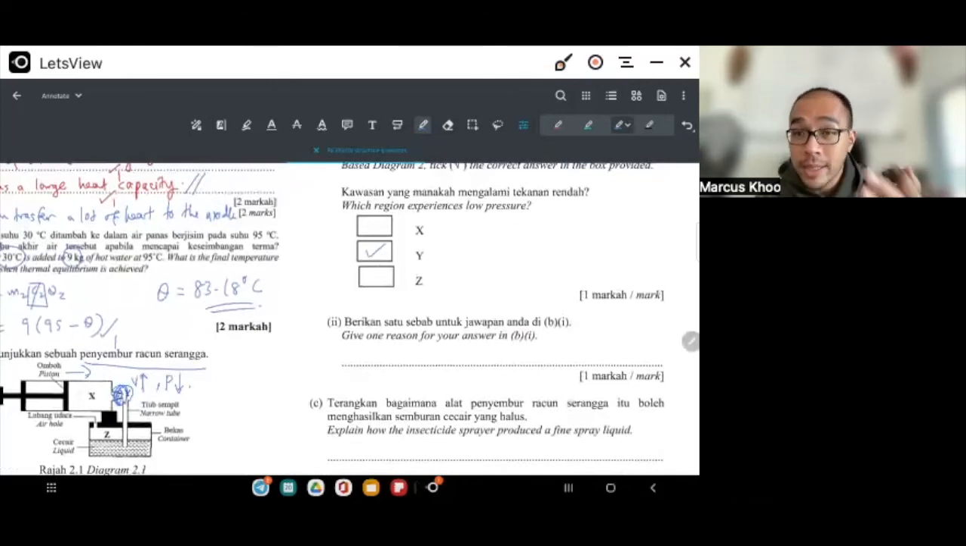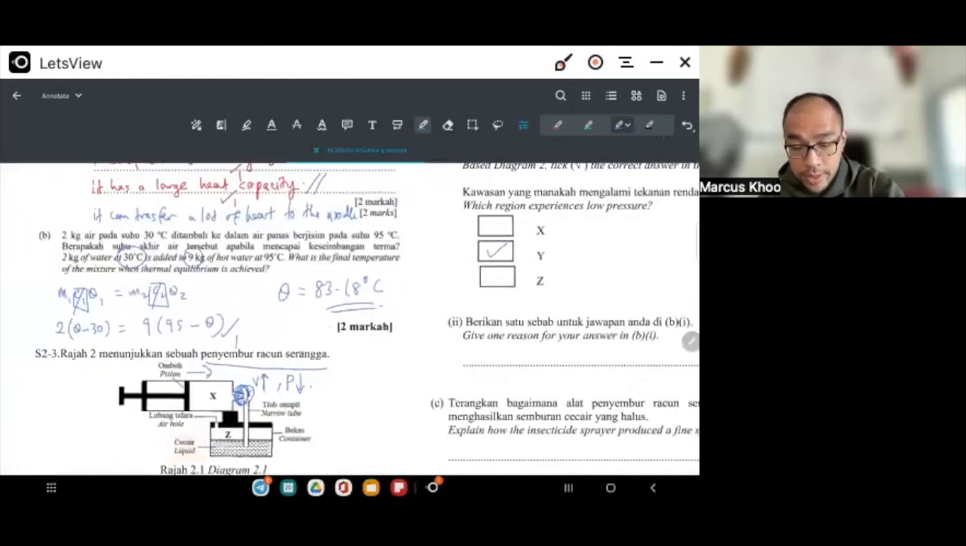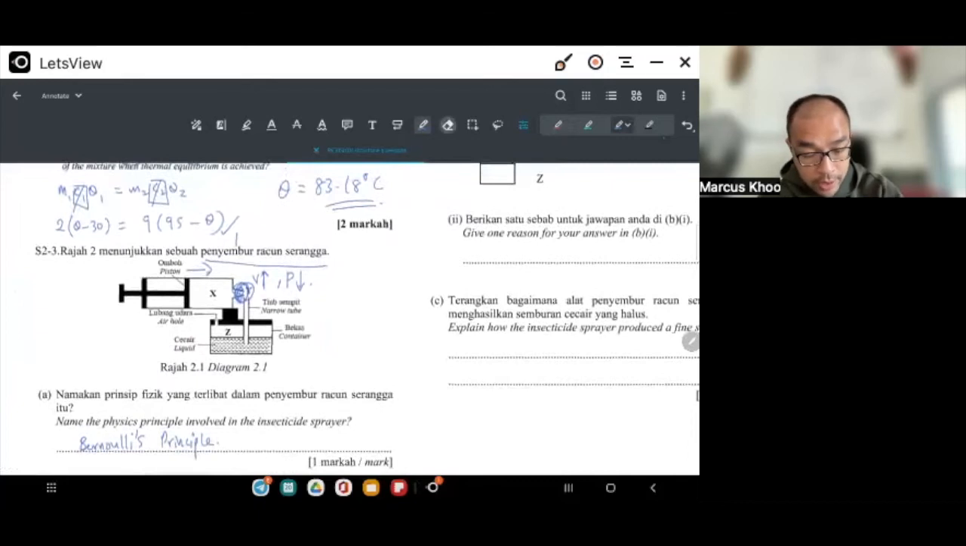So what makes the water come out? What makes the liquid come out is, since the pressure over here is low, because of the high velocity wind, the atmospheric pressure is going to push the liquid up.